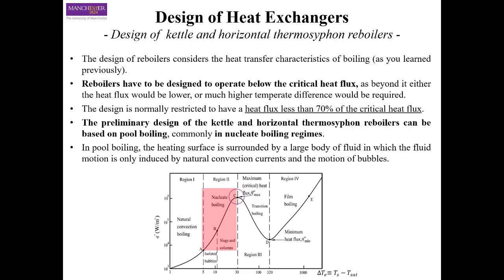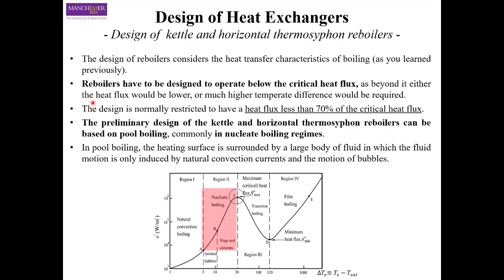In this part of the lecture we will talk about preliminary design of some of the reboilers. The design of reboilers considers the heat transfer characteristics of boiling that you have discussed with Vani in lecture 4. When designing these reboilers, we normally want to operate below a critical heat flux. The reason is that if you operate above this heat flux, you have the potential of melting the system or burnout. That is why we always try to operate below critical heat flux.